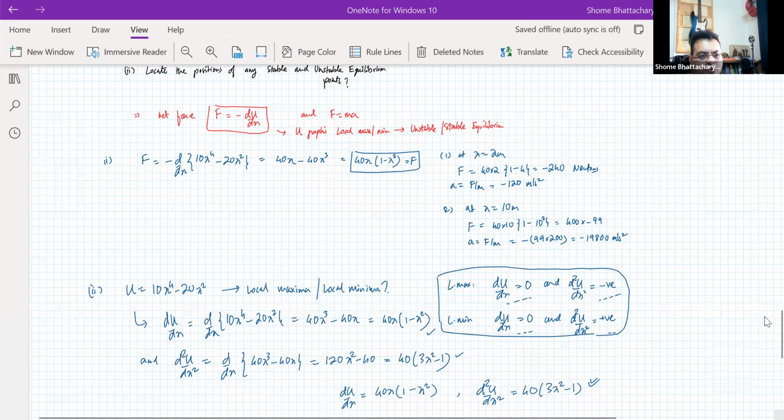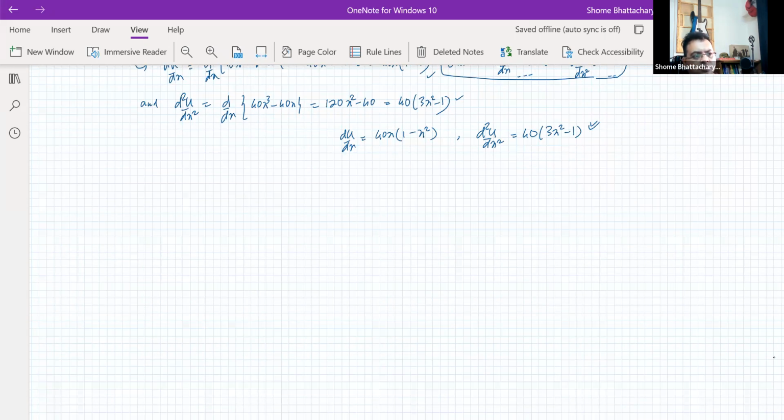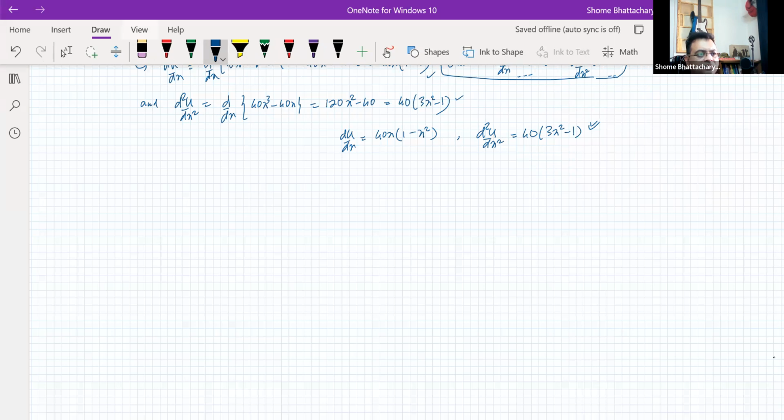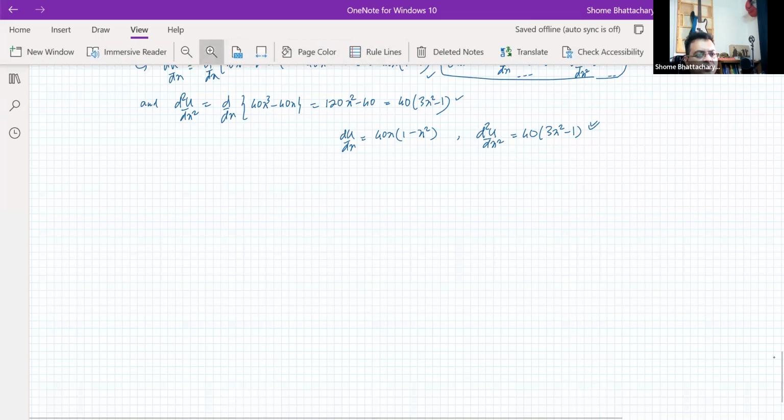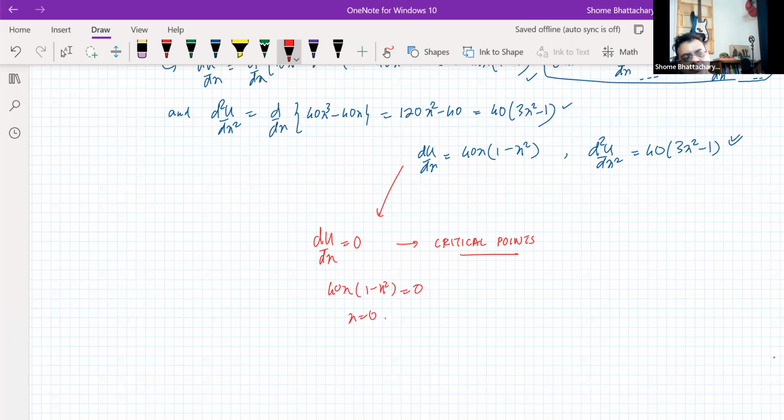Okay, so have you found the stable and unstable equilibrium points from this? To find local maxima and minima, first we need to find the points where the slope is 0, right? du by dx is 0. So the first step is these points, which we call the critical points. So 40x into 1 minus x square is 0. That gives us x equal to 0, x equal to 1 and x equal to minus 1. So there are 3 critical points.